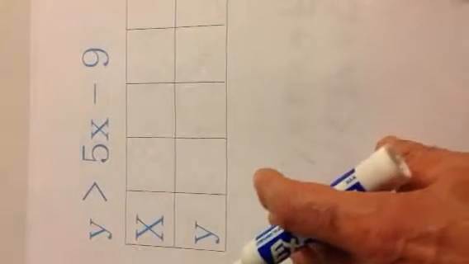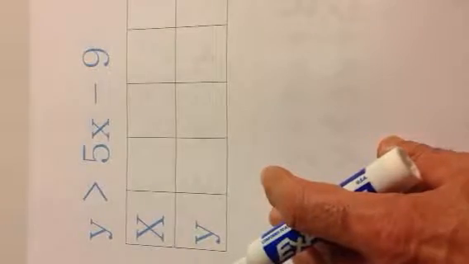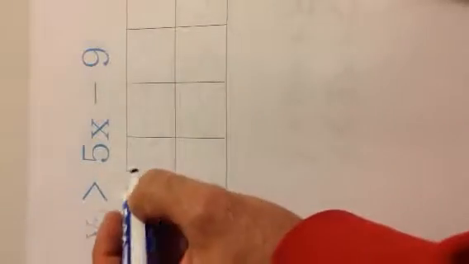Let's look at this question. So here we have a domain and range box. The x is the domain and the y is the range. So we can plug in. Here we're saying that y is greater than 5x minus 9. So we can plug in anything. We put in 0 for x.